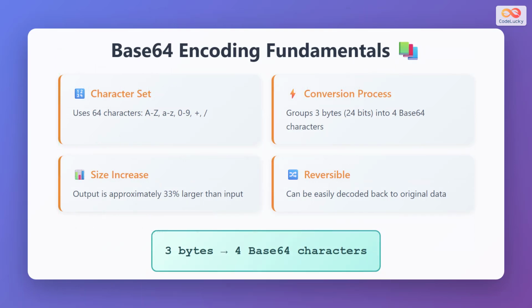Let's explore the fundamentals of Base64 encoding. Base64 uses a character set of 64 characters, which includes uppercase A through Z, lowercase a through z, digits 0 through 9, and two special characters, plus and slash. The conversion process works by grouping 3 bytes, which equals 24 bits, into 4 Base64 characters. This transformation results in an output that is approximately 33% larger than the input. The good news is that Base64 encoding is completely reversible, meaning you can easily decode the data back to its original form whenever needed.